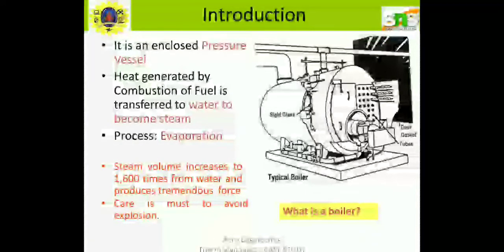A boiler is an enclosed pressure vessel. Heat generated by combustion of fuel is transferred to water to become steam. This process is called evaporation. Steam volume increases to 1600 times that of water and produces tremendous force, so a safety valve is a must to avoid explosion.